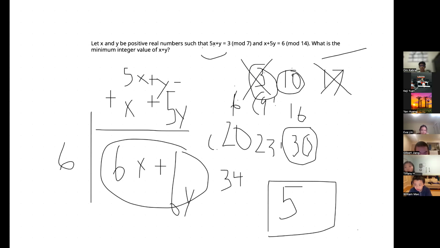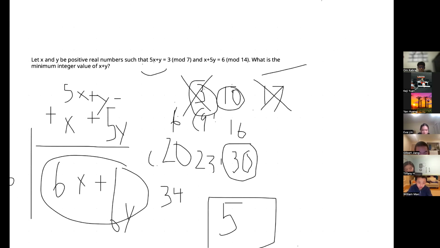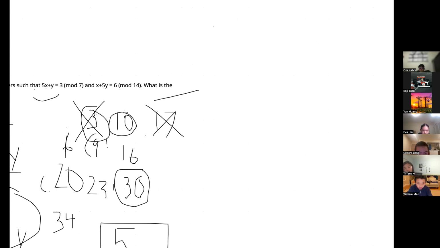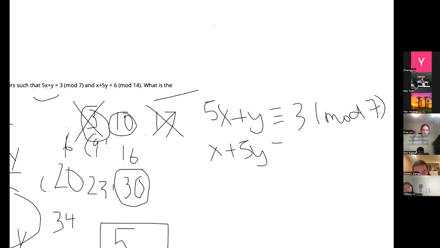Okay, that is a solution that works, but I want to mention another one. So you start with 5x plus y is congruent to 3 mod 7, and x plus 5y is congruent to 6 mod 14. Is there a question?